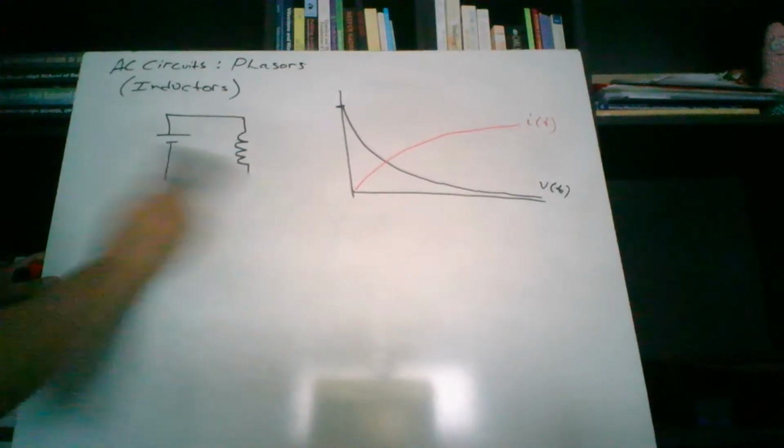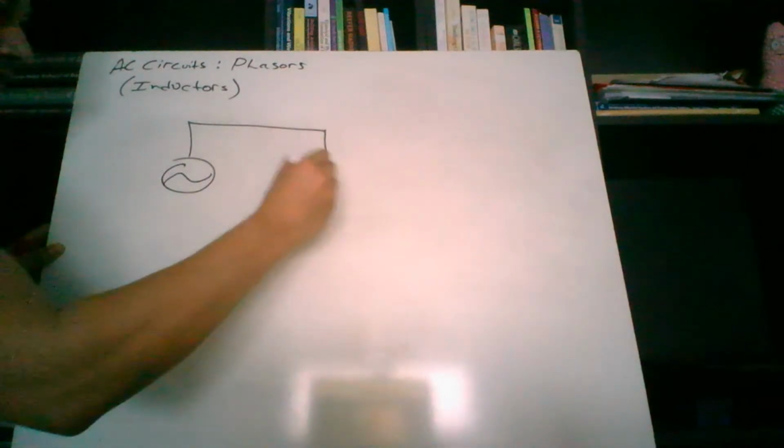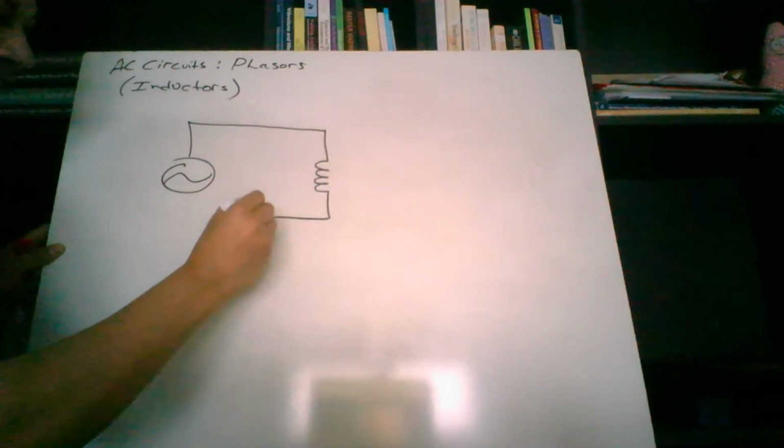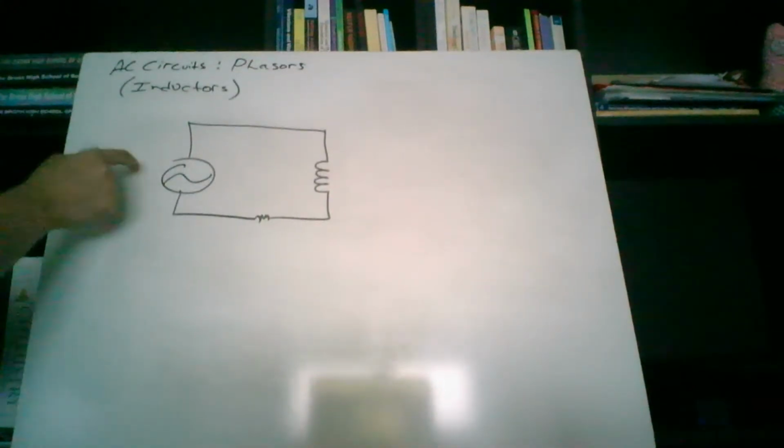Okay, that's wonderful. Let's put the alternating voltage in now. And we've got our inductor here. And of course, we need a little tiny resistor. Otherwise, this isn't going to work at all. It's going to short out before you even do anything. So here's my circuit.